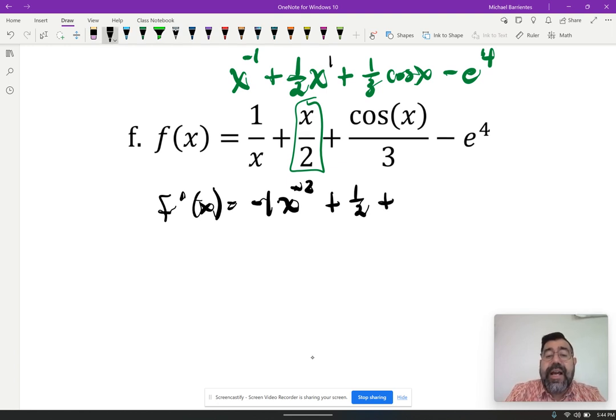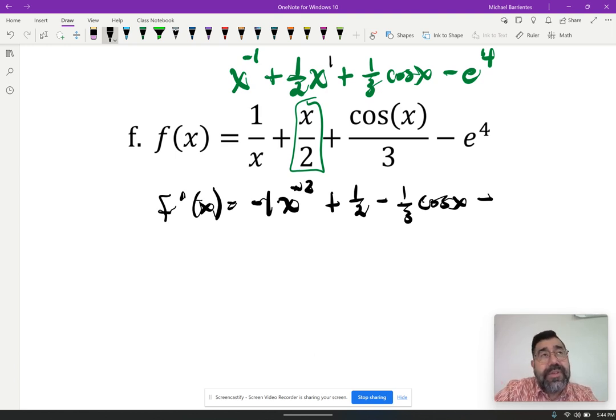Plus, I have 1/3 times cosine x. There's that constant multiple rule that says if you're multiplying by a number, hold the number, take the derivative of the other part, and then multiply it times the number. So the derivative of cosine x is negative sine x. So this is going to turn maybe into negative or minus 1/3 sine x minus the derivative of e to the 4th.